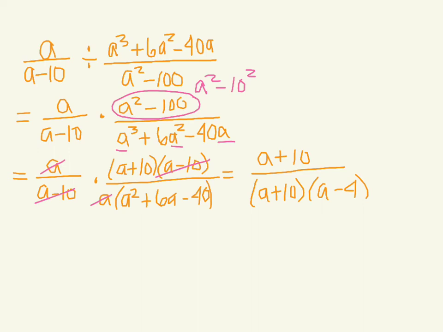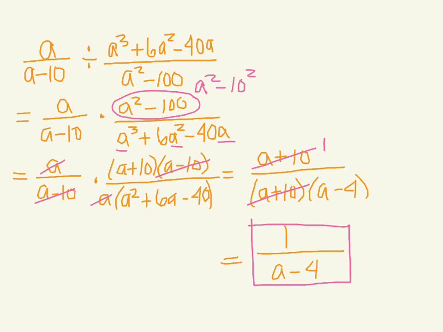But now I can go ahead and do some more canceling. The a plus 10s go away. Remembering again that that's going to turn into a 1, which means that my final answer is 1 over a minus 4. And I'm done. I cannot simplify that any further.